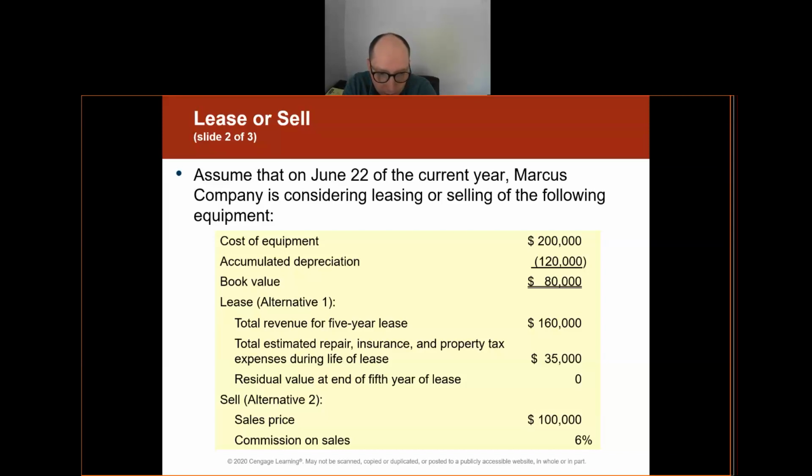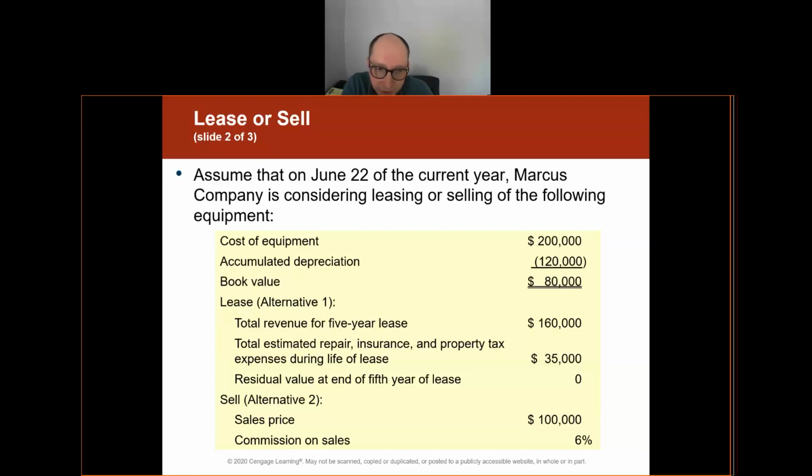Okay, so a couple of decisions here. I have two options. It's currently worth $80,000. So in other words, I purchased a piece of machinery a couple of years ago. I've been using it. I no longer need it. So I can do two things with that piece of machinery. I can either lease it or I can sell it.